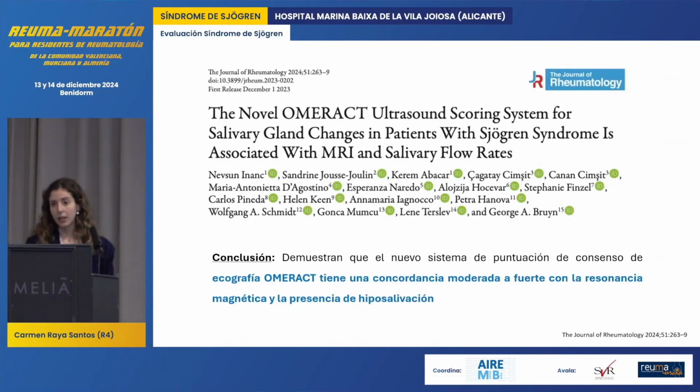And as conclusions from this article, it shows that ultrasound graded by OMERACT has a moderate to strong concordance with the abnormalities observed on MRI and with the presence of hyposalivation, especially in the parotid gland, more so than in the submandibular gland.